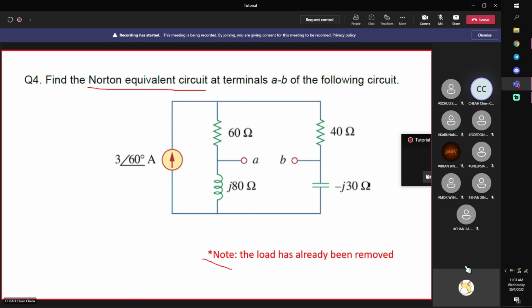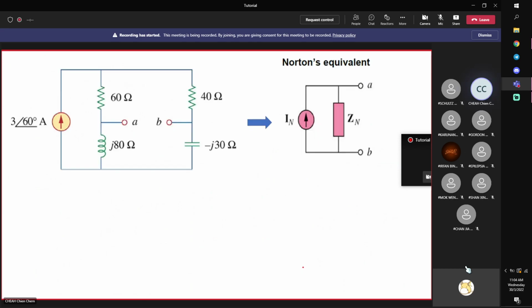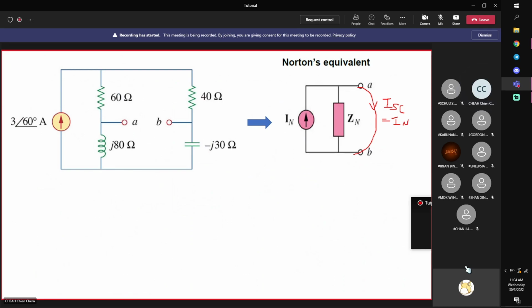First, I want to stress that in some circuits, the load is already removed. If you see this, it means that previously there may have been a load here, but you already removed it, so you don't need to remove it in this case. I need to transform it into a current source in parallel with an impedance. Now, if you look at the equivalent circuit, if you short this, this is called the short circuit current. This short circuit current is actually equal to your Norton current. Why? Because you short it, which means impedance equals 0.